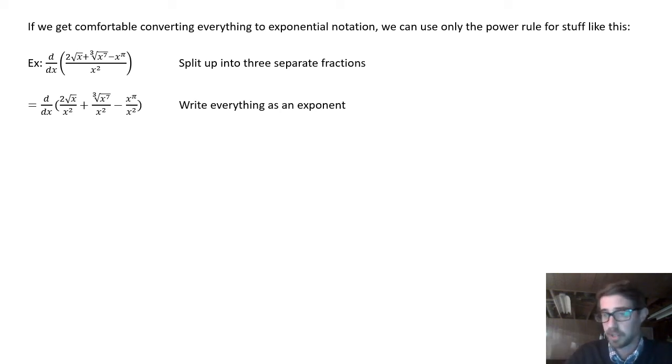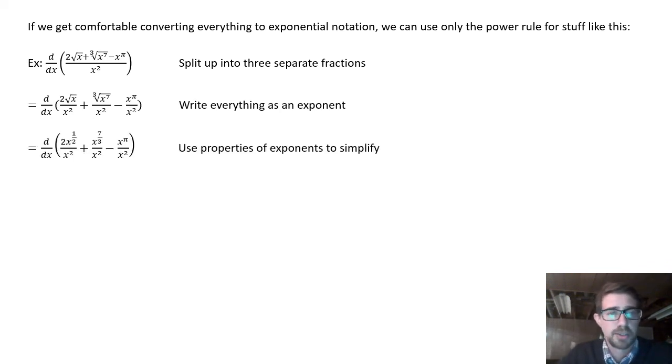Sometimes it'll just be given to you as a fractional exponent, sometimes not. So the square root of x is the same as x to the 1/2. Refamiliarize yourself with these rules if you have to. The cube root of x to the 7th is the same as x to the 7/3. So that's the general rule: the radical goes in the denominator, the exponent goes in the numerator. And then x to the pi is just x to the pi. There's not a whole lot we can do with that.